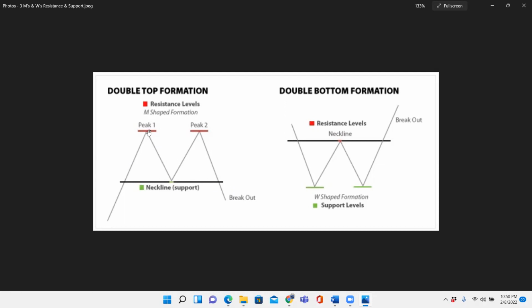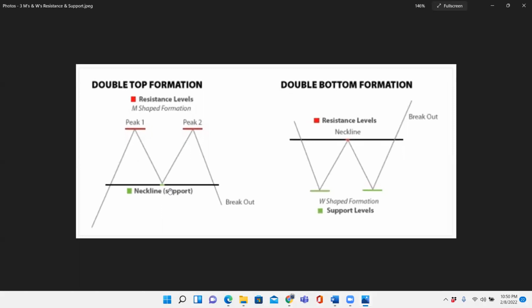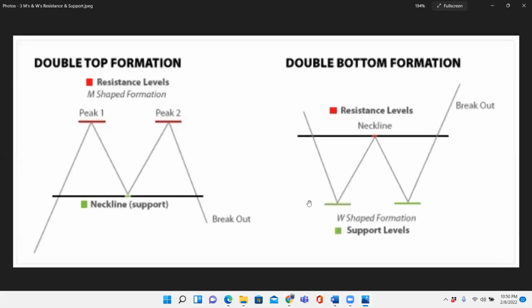So we have the neckline, we have the two peaks here. So that would be our resistance levels for the neckline. So we have our support right here, and then we have our resistance line on the neck over here, which would be our support. So we have our resistance on the M. Let's bring that up for you guys. And we have our support on the W.